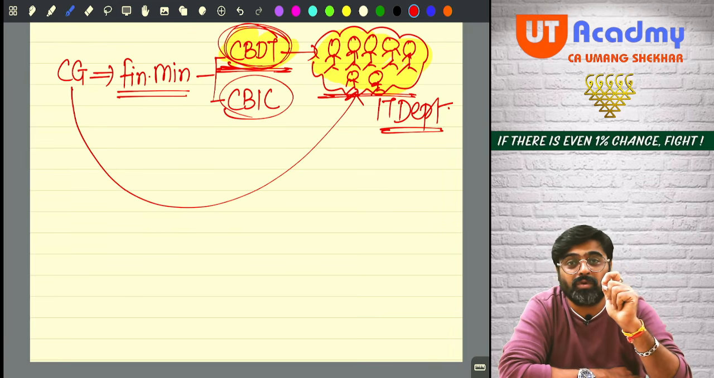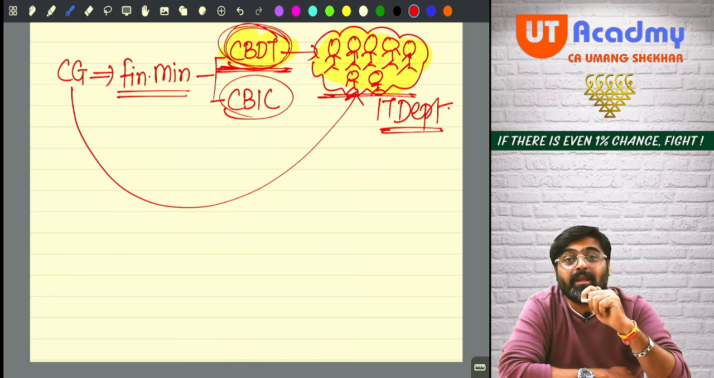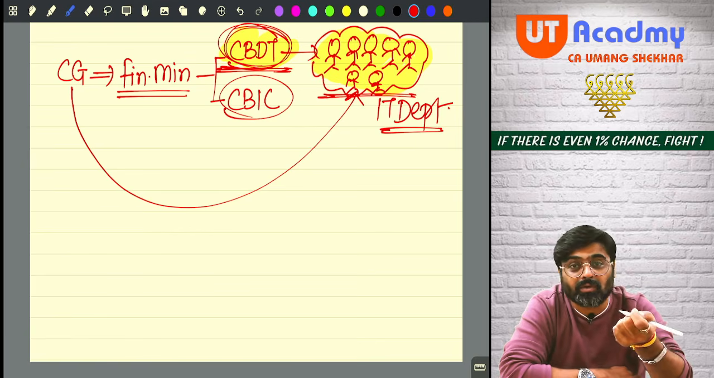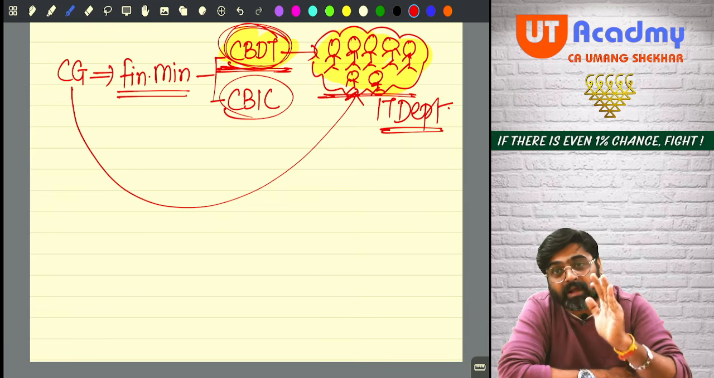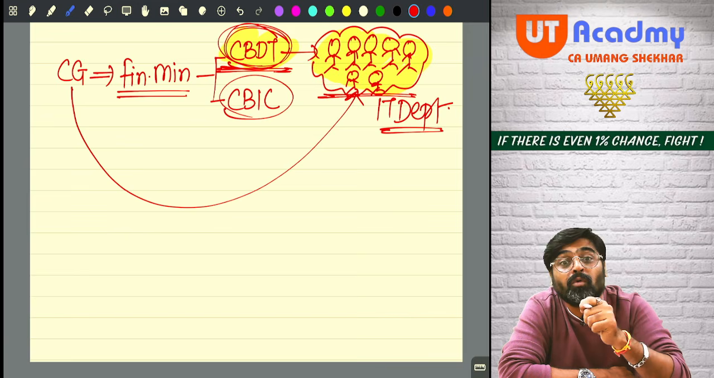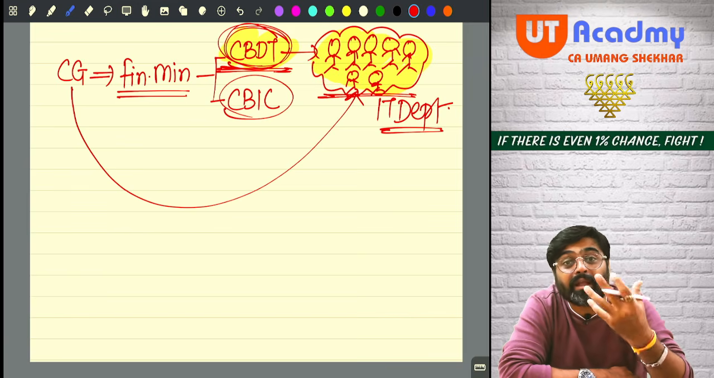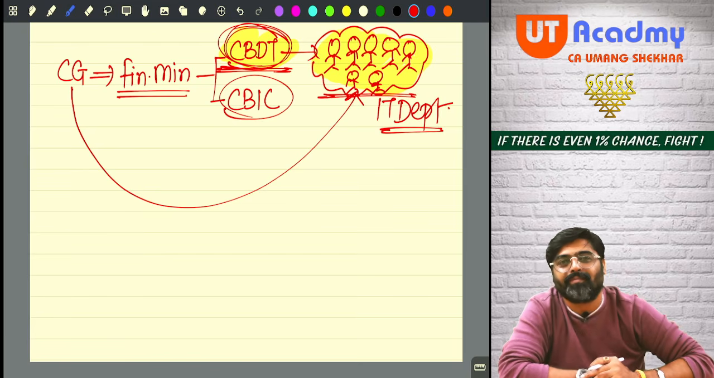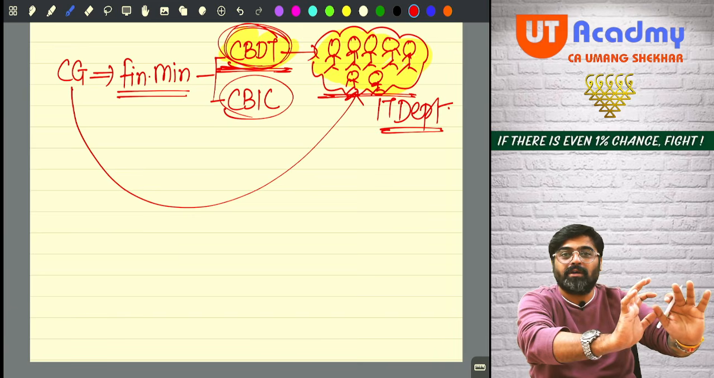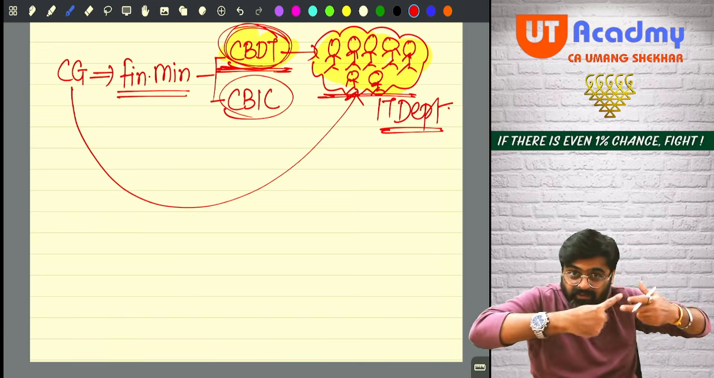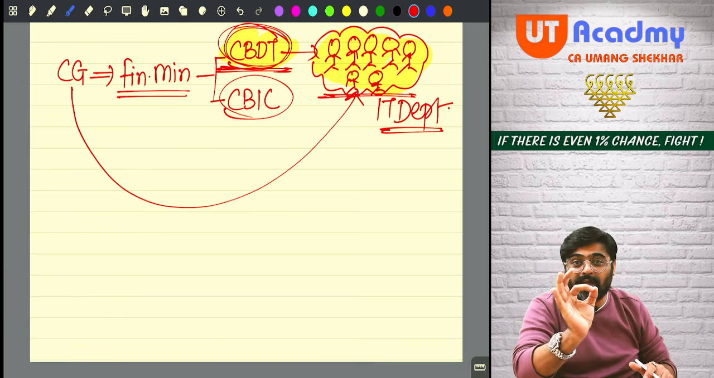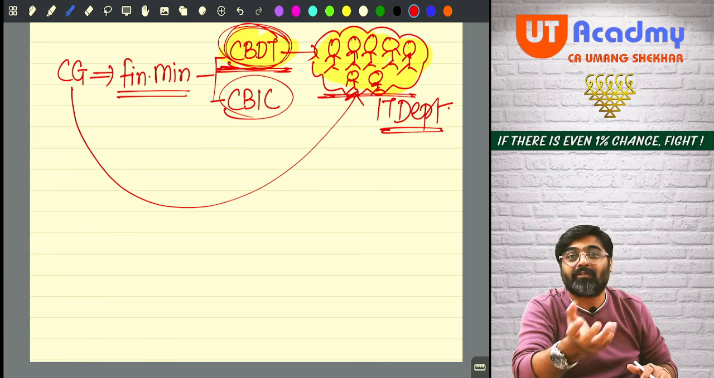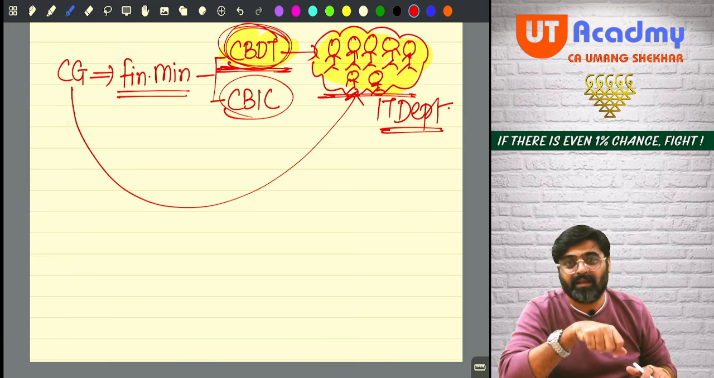CBDT will issue instructions: what to do, what not to do, how to do, when to do. Getting my point? And if there are certain clarifications and confusions, CBDT will remove those confusions by issuing clarifications. And these are issued by way of circulars. So circulars will be issued for the department and its internal working, that what to do, when to do, how to do, what not to do. If there are certain confusions, then this is the clarity.